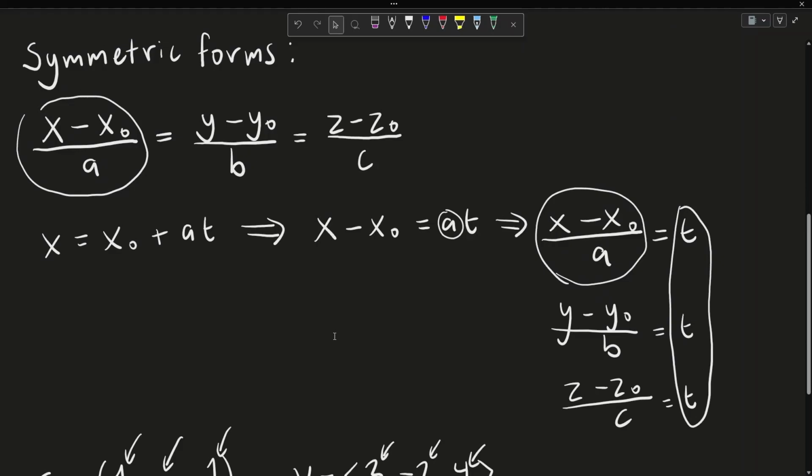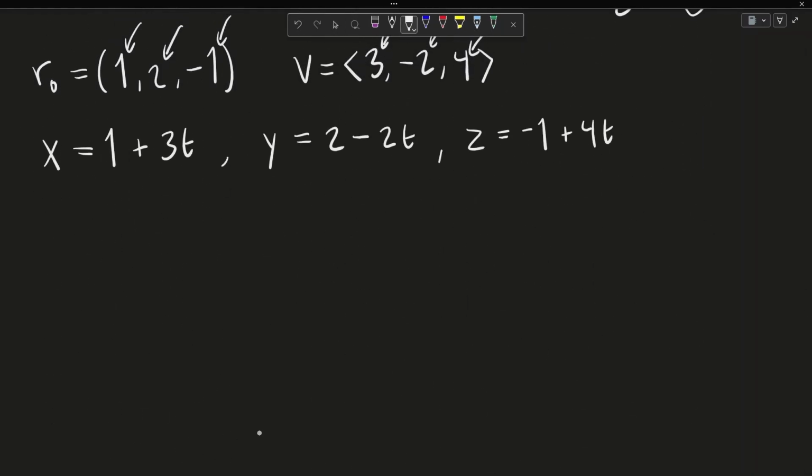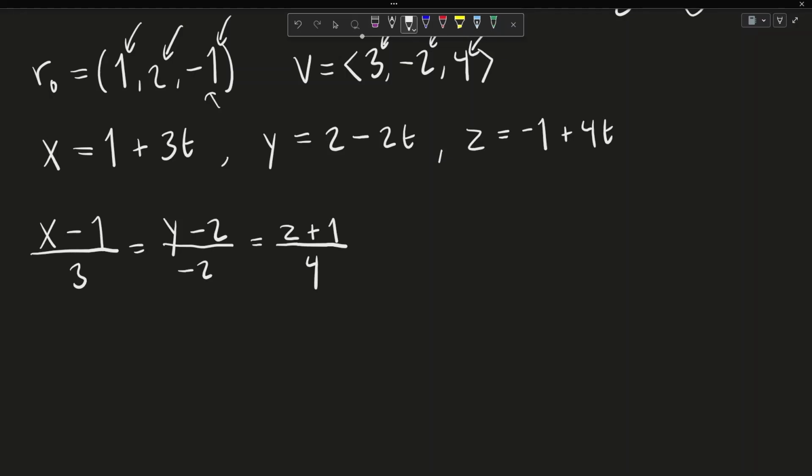So again, we can see from our general expression that x minus x naught over a equals y minus y naught over b equals z minus z naught over c. So what we'll do is we'll write this as x minus 1, which is the first x value in r naught, over a, which is 3, equals y minus 2, which is the second value in r naught, over -2, equals z plus 1. And take note that since this is a negative value as the third entry in r naught, if we do minus a negative value, we add. So we have z plus 1 over 4. And this is how we represent our value symmetrically.